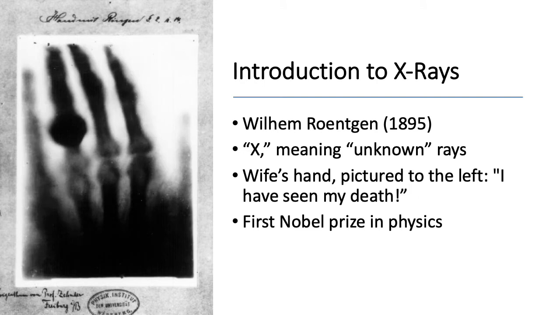Wilhelm Röntgen discovered X-rays in 1895 accidentally while testing whether cathode rays could pass through glass. Shortly after his discovery, he took a radiograph of his wife's hand, and when she saw her skeleton, she exclaimed, "I have seen my death." Röntgen called the rays X, meaning unknown, and won the first Nobel Prize in Physics in 1901 for his discovery.